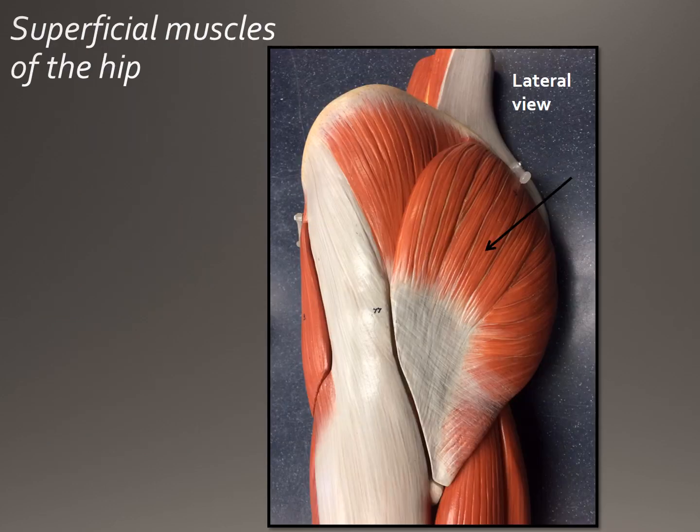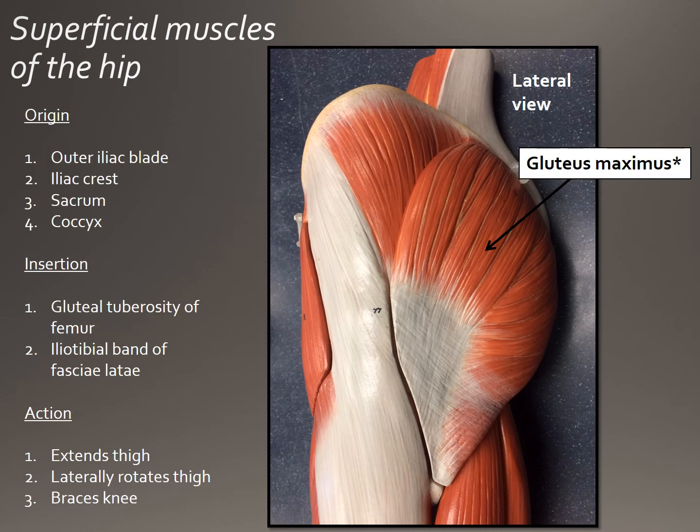The first muscle here is indicated by that black arrow. This is superficial muscles of the hip using a lateral view, and this is a big muscle of the hip, and it's a confidence builder for us. This is our Gluteus Maximus. I'm sure we've all heard of that. The origin, there are a bunch of origins here. Remember, you just need to know one, so pick one and stick with it for your studying.